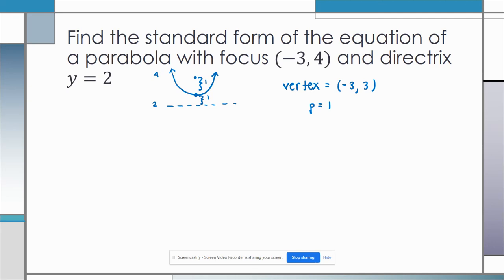Okay, so if I start plugging that information in, the x term is being squared. I always change the sign of my vertex to get back to my standard form. So (x + 3) quantity squared. That equals, remember the number that's going to be in front of my non-squared term is always p times 4, or 4p. So since p is 1, 4 is going to be that number. And then we'll have (y - 3) to finish out the rest of that equation.